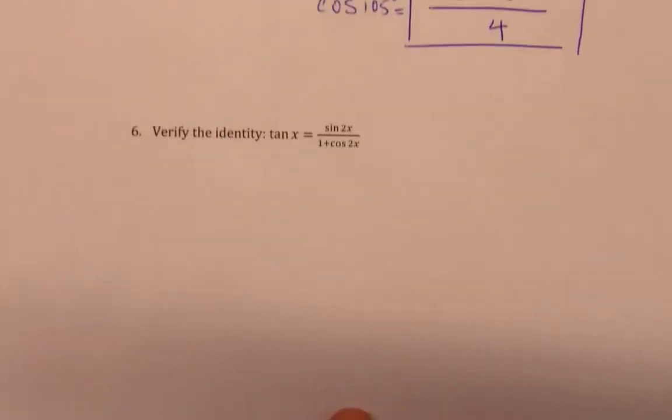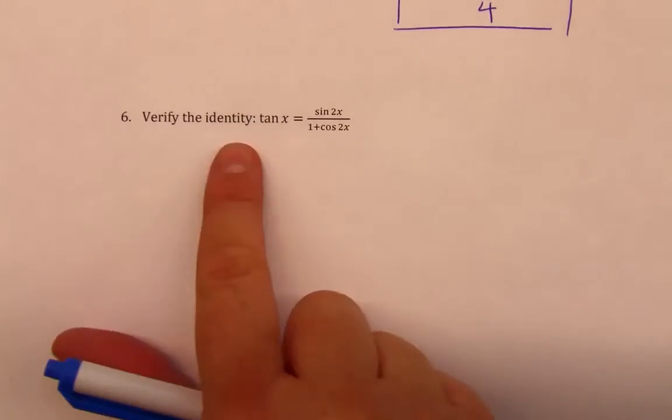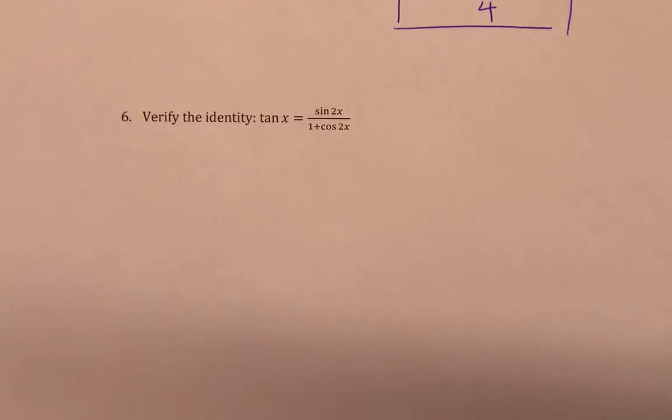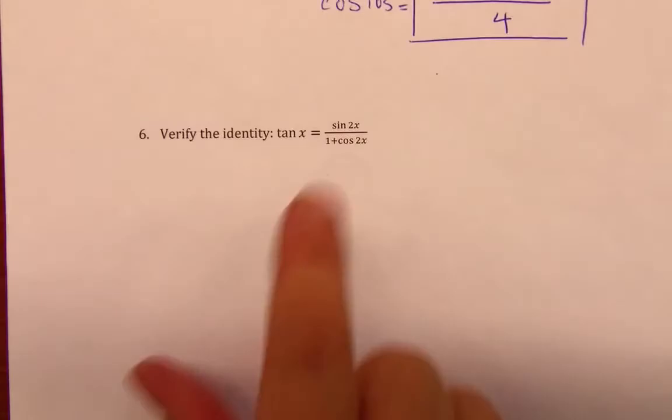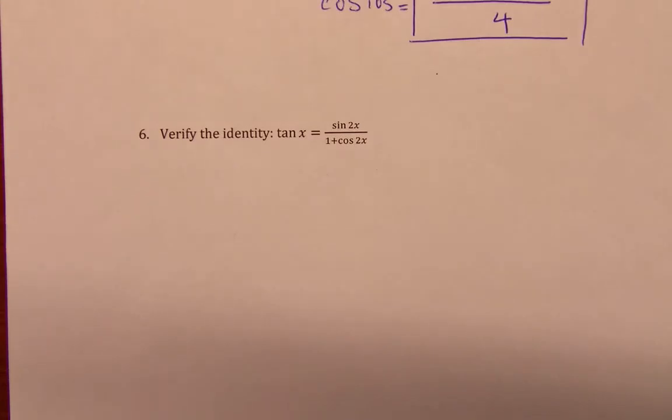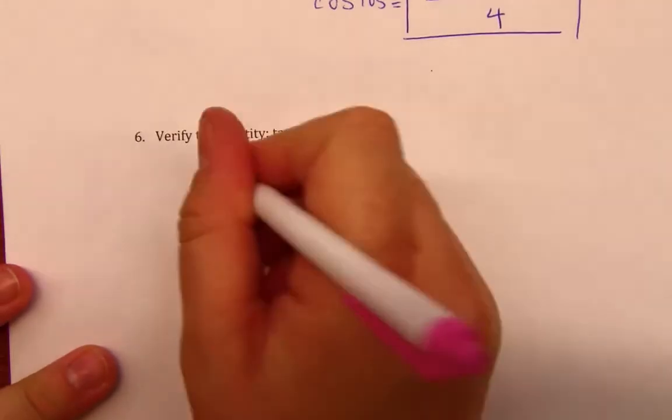We're going to verify. So here we have tangent of x is equal to sine 2x over 1 plus cosine 2x. Okay. So this might just look like one of our identities here, our tangent half angle identity, but we can't just use that identity here. We need to actually prove this. So what we're going to do is I'm going to start on the right side actually.